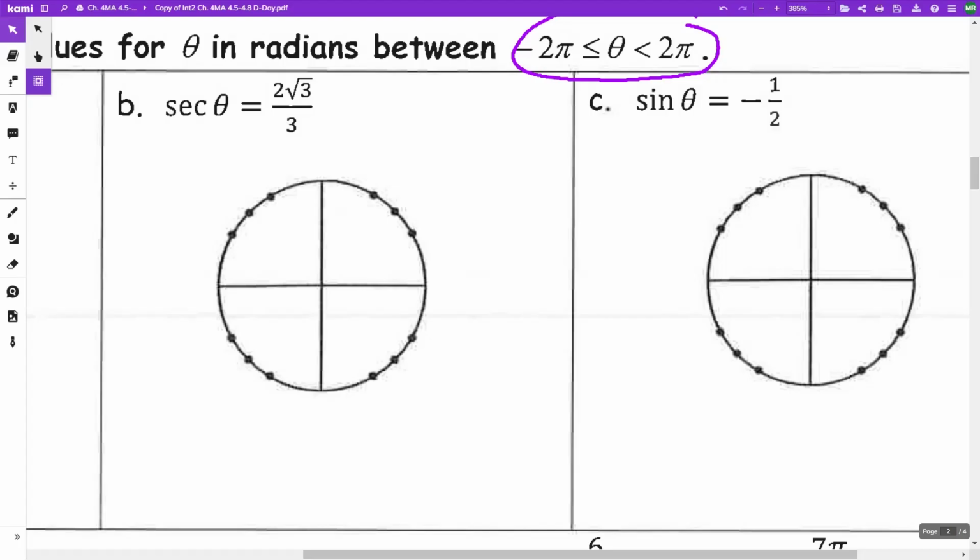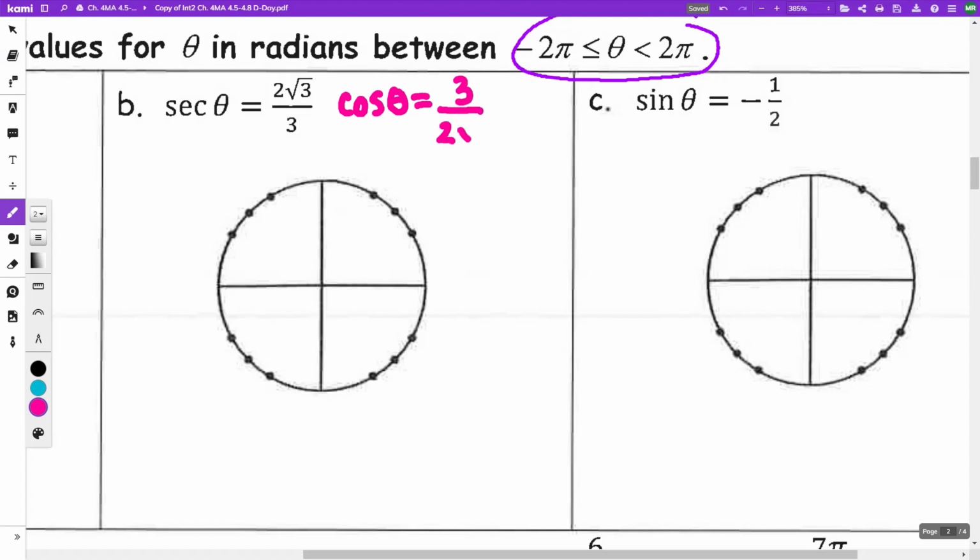So here when I'm dealing with secant, remember, S doesn't go with S, and I say that so that we know that the reciprocal of secant is not sine, it is cosine. So I'm really trying to think about cosine. So I really want, where is my cosine going to be the reciprocal of this, which is 3 over 2 root 3. I'm going to rationalize this. I'm going to times the bottom by root 3, and I'm going to times the top by root 3.